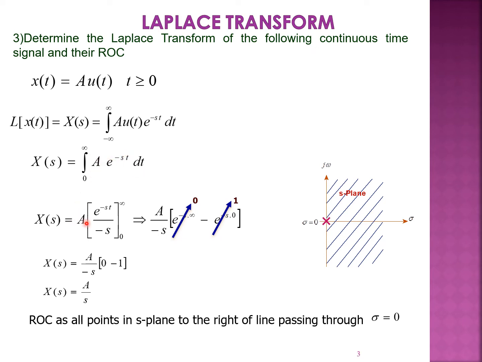Now take this constant a, integrate it, and apply the limits. See here, I have clearly shown you e power minus infinity is 0 and e power minus 0 is 1. So what is the answer? This minus and minus will become a plus and you have X of s is equal to a by s. Now what is the pole? S is equal to 0. What is the region of convergence? Region of convergence is to the right of sigma is equal to 0. What is s? You all know s is sigma plus j omega. So sigma is equal to 0, so the region of convergence is to the right of sigma is equal to 0. Next.